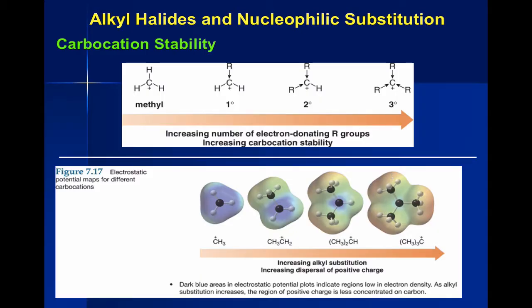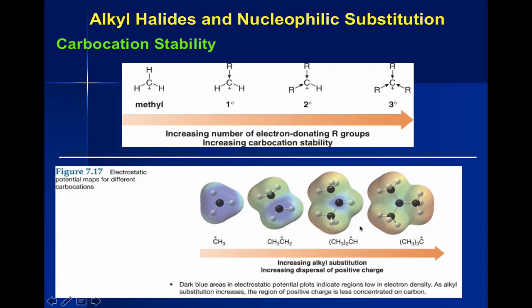Okay, so we need to know something about carbocation stability, and what we know about carbocation stability is that the more substituents we have around a carbocation, the more stable. So a tertiary carbocation is actually quite stable. The secondary is okay. Primary is not stable at all, and neither is methyl.